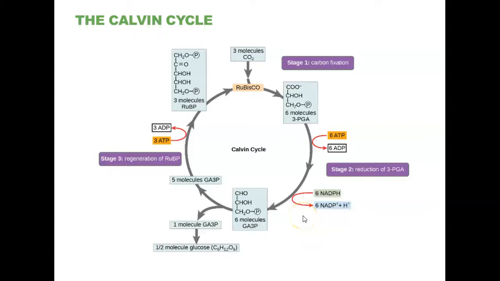So here we are in just a little bit more detail. Again, to make one 3-carbon sugar, we need 3 CO2s coming in, 9 ATP in total, 6 NADPHs in total. To make an entire glucose, they're saying here 1/2 of the glucose molecule, but if we wanted to make an entire glucose molecule, we'd have to double all of this.